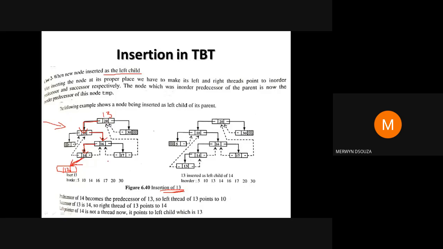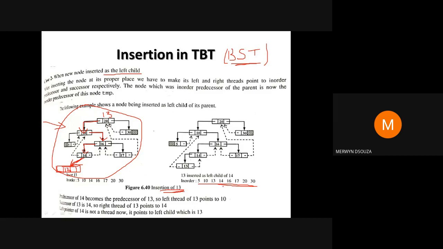Once you have inserted 13 in the right place, following the binary search tree rules, that's how 13 reaches there. Once you have done that, find the in order traversal of this tree after inserting 13. You will get the traversal like this.